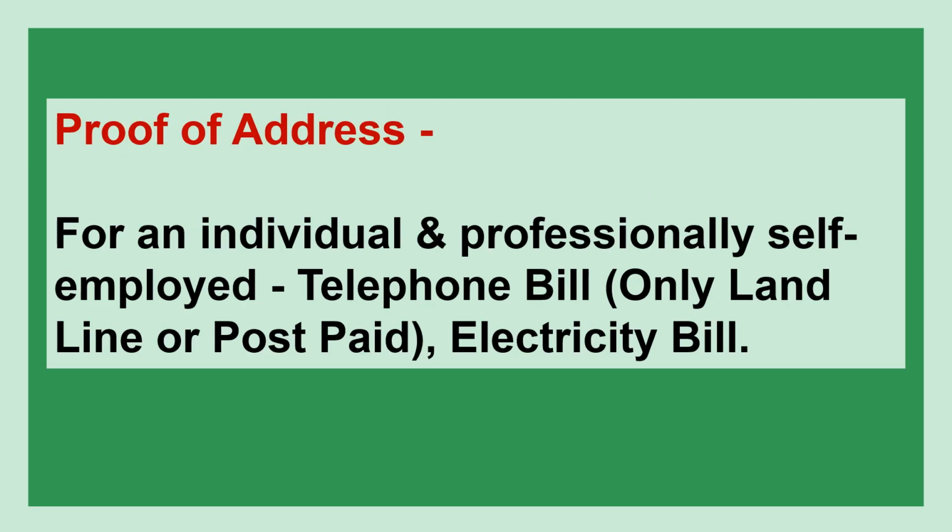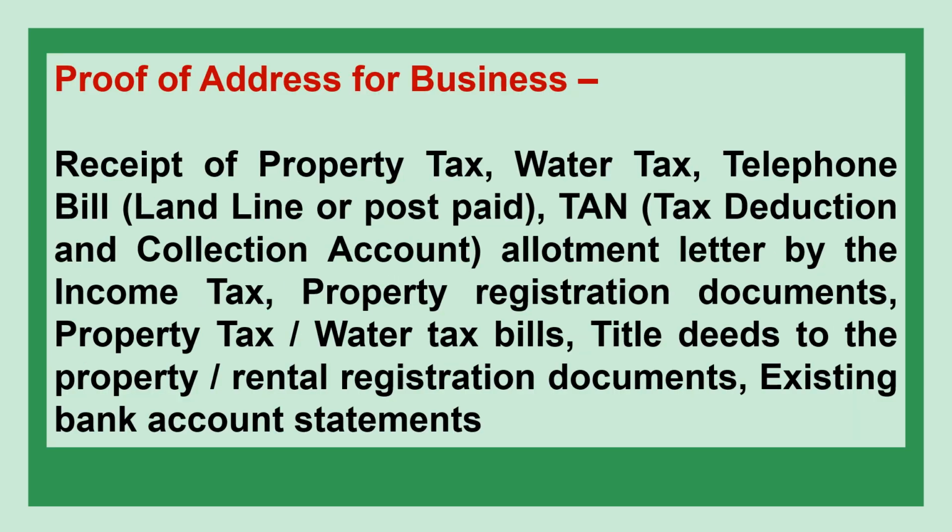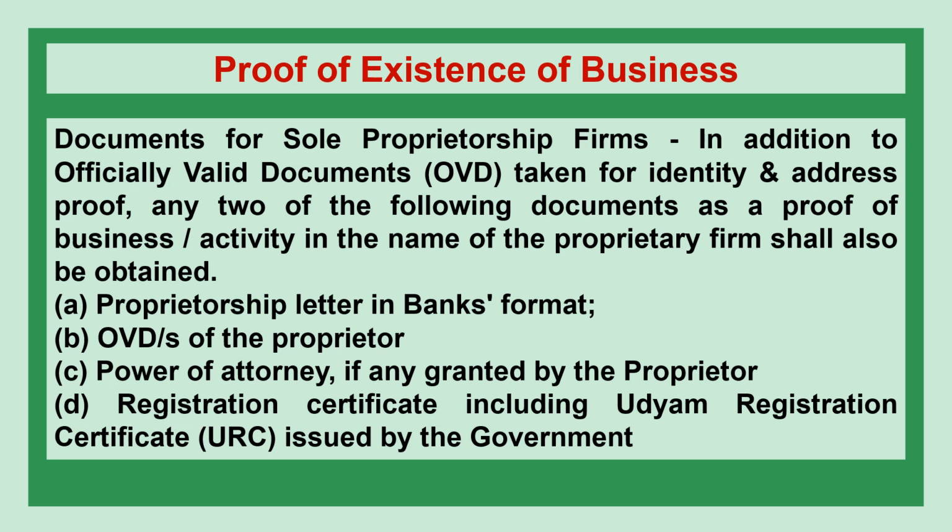Proof of address for an individual and professionally self-employed: telephone bill, landline or postpaid, and electricity bill. Proof of address for business: receipt of property tax, water tax, telephone bill, landline or postpaid, TAN (Tax Deduction and Collection Account) allotment letter by the income tax, property registration documents, property tax or water tax bills, title deeds to the property or rental registration documents, existing bank account statements, proof of existence of business.